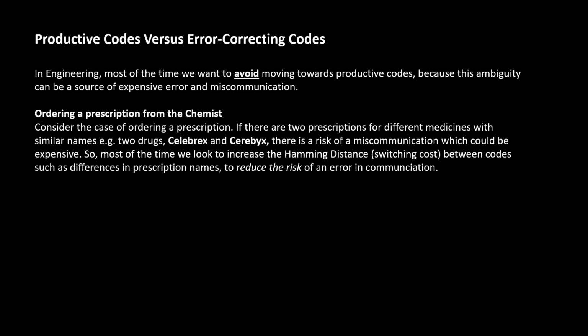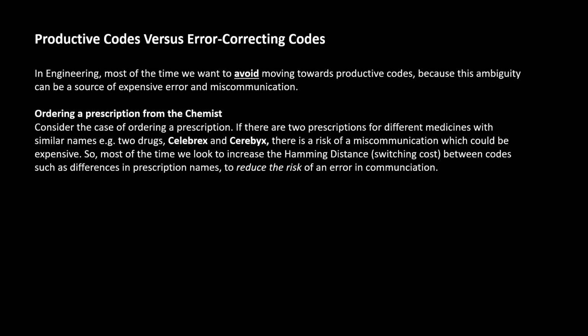So an example is if you order a prescription from the chemist. If there were two different medicines with similar names, such as Celebrex and Cerebix, there's a risk of miscommunication, right, as a result of them being very similar. So the switching cost between those two names is quite low, especially if you say it rather than read it. And that switching cost being low is actually a risk. So we actually want a lot of the time to increase that switching cost, which is known as the Hamming distance between two codes. And so we develop codes that increase that switching cost. And that way we have reduced the risk of error when we're communicating.